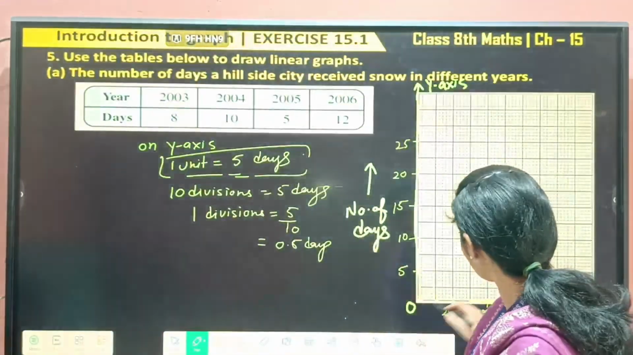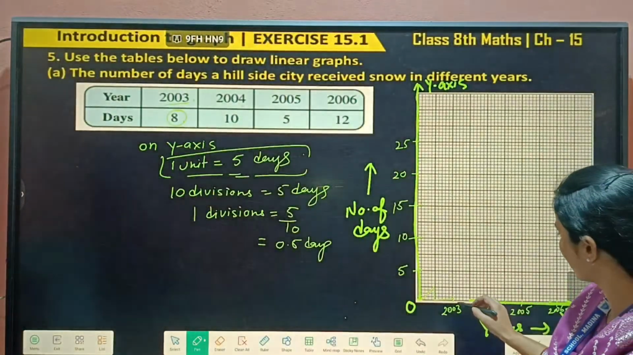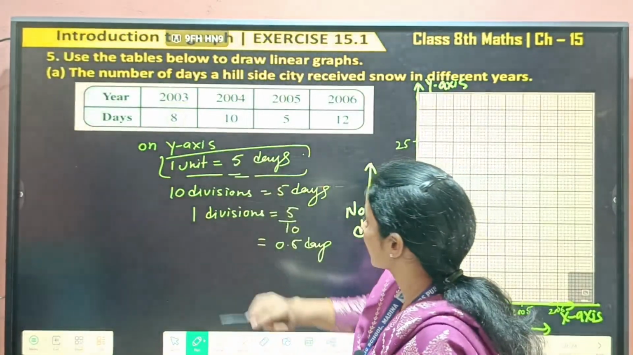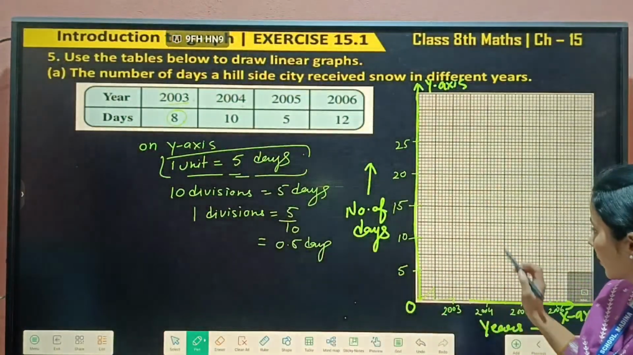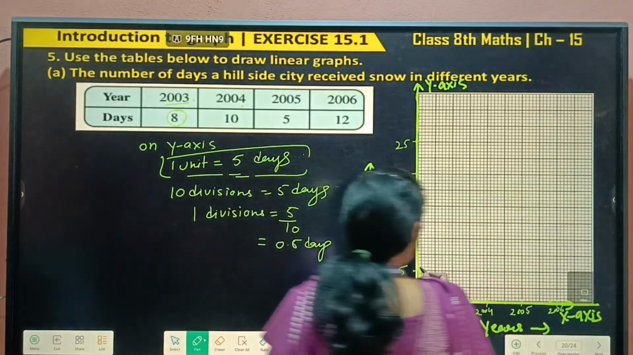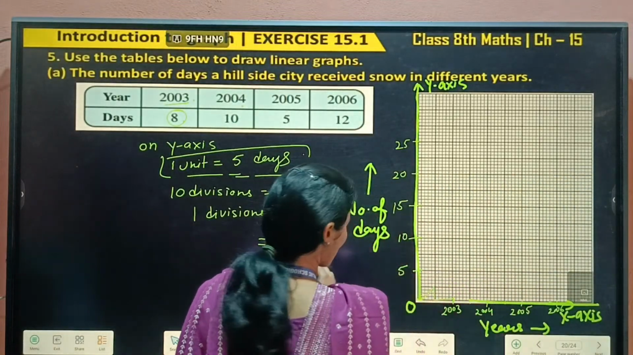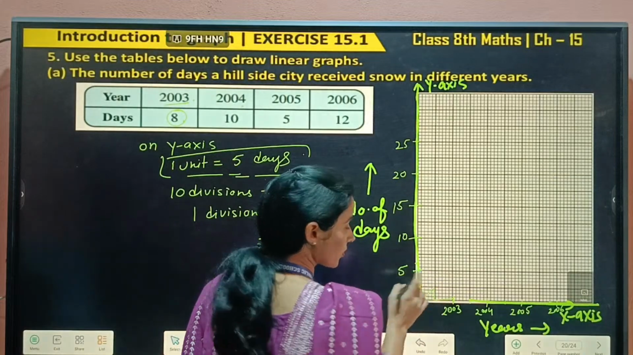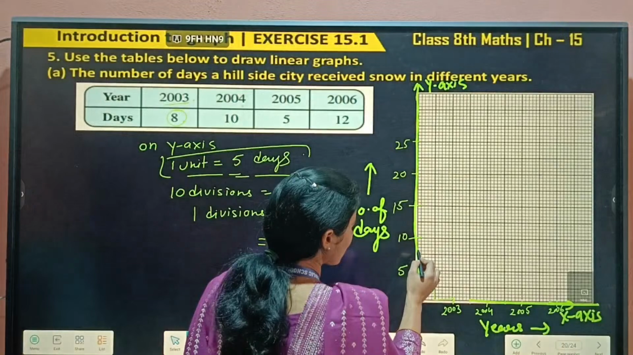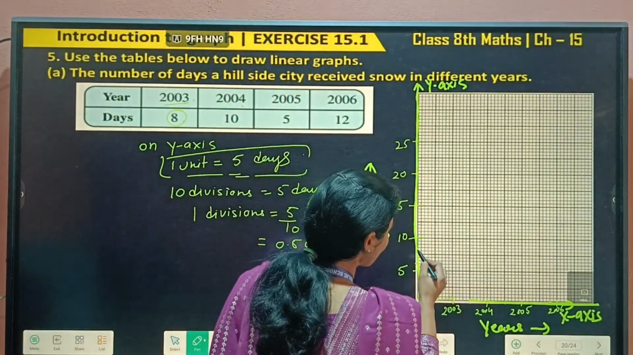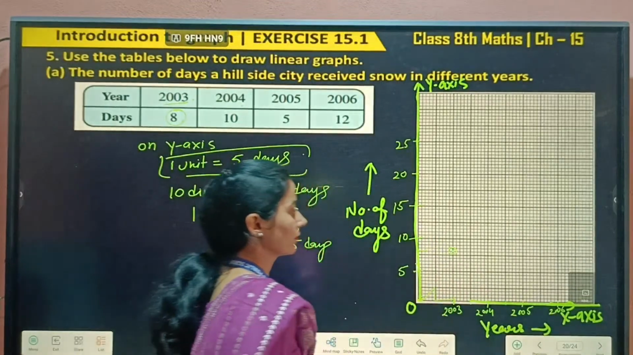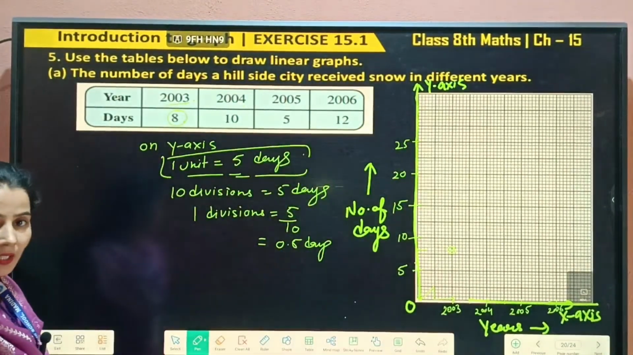Now in 2003, the number of days is 8. Find out where it will be 8. This is 5, and next will be 6. It is 0.5, so 2 divisions will make 1. 6, then 7, then this will be 8. So in 2003, you will get this point there. Number of days is 8.